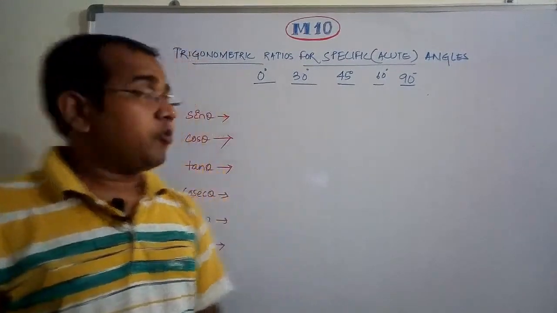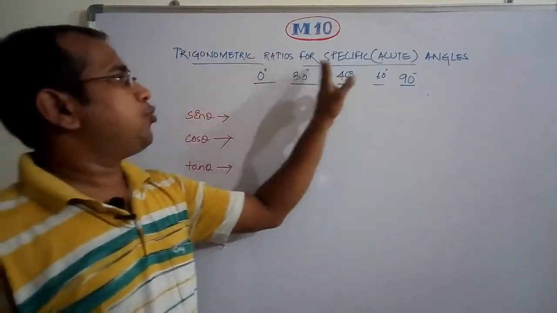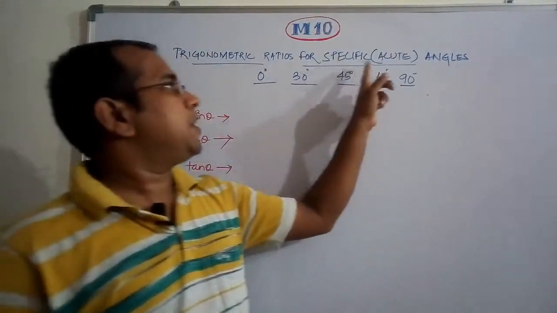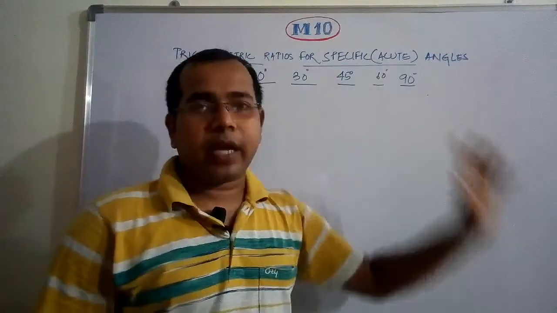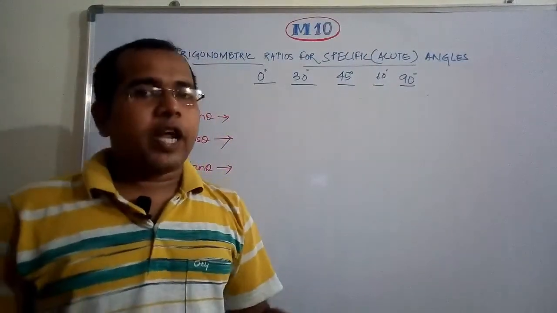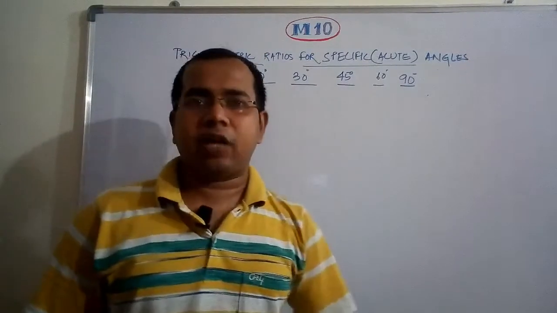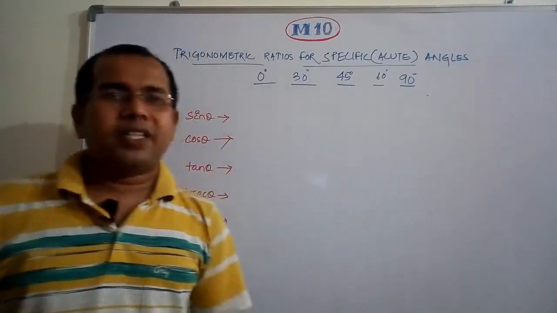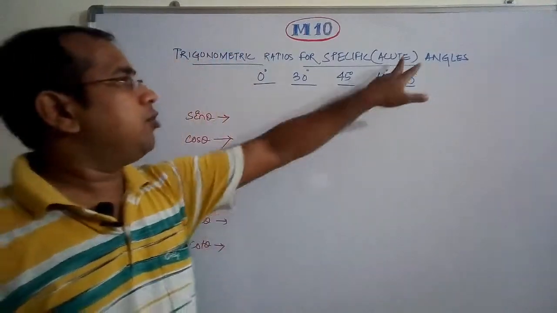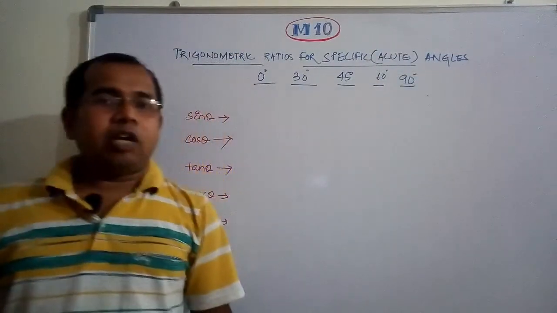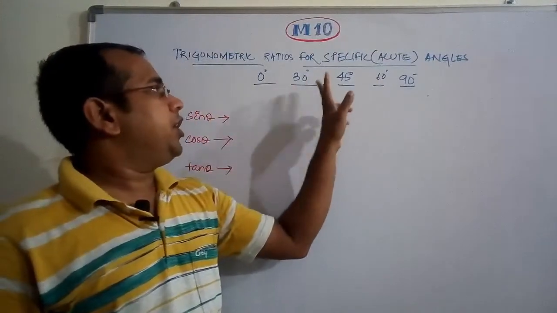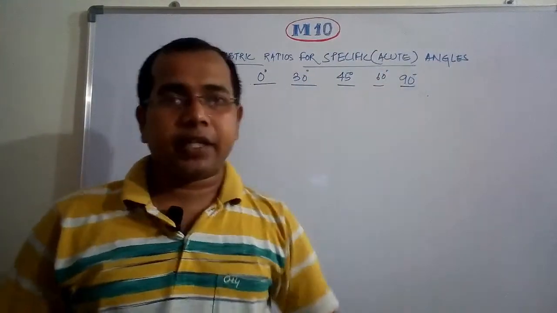Today the topic of our discussion is trigonometric ratios for specific angles. Here in case of the specific angles we are going to take only acute angles. Trigonometric ratios can be found out for acute angles, obtuse angles as well as for reflex angles also. But these are beyond the scope of your syllabus. So that is why we are going to read only about acute angles. Here we are going to consider only 5 angles: 0, 30 degree, 45 degree, 60 degree and 90 degree.